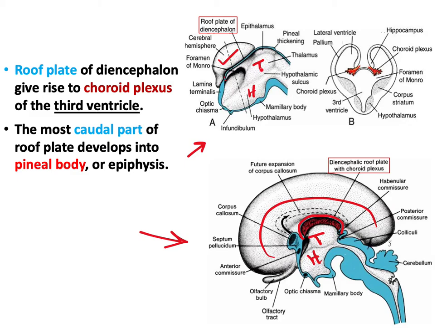Anyway, this is the roof plate, composed of ependymal cells, which will proliferate, together with blood vessels, to form the choroid plexus of the third ventricle, because between the two thalami in the diencephalon you have the third ventricle, right? So this is the choroid plexus formed at the roof of the third ventricle from the roof plate of the diencephalon. But also, if you go posteriorly, or caudally, the caudal part of the roof plate thickens to form the pineal body. This is the pineal thickening. Again, the roof plate forms the choroid plexus in the roof of the third ventricle, and posteriorly, or caudally, it forms the pineal body, or epiphysis.